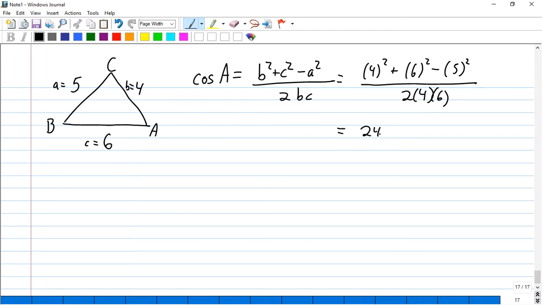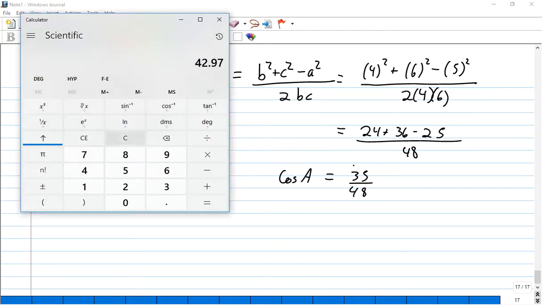So that's 24 plus 36 minus 25 over 8 times 6, which is 48. So that's going to be 35 over 48. That's what the cosine of angle A is equal to. So we need to actually say 35 divided by 48. And now we need to do the inverse cosine of this.